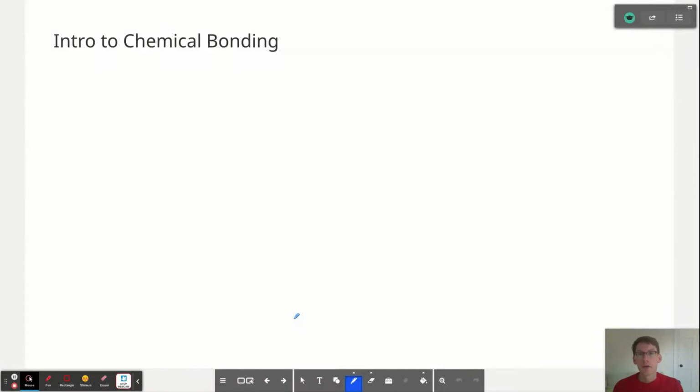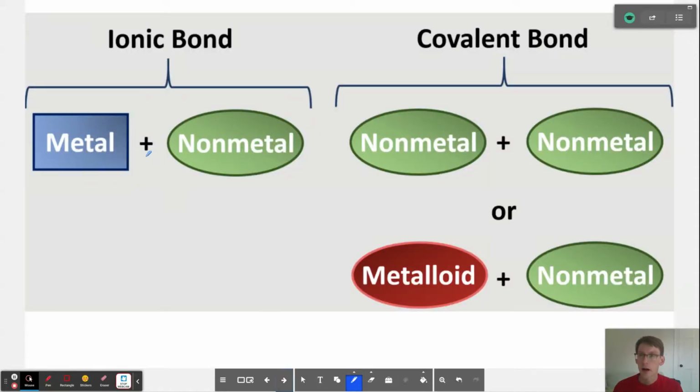In this video, we're going to learn about chemical bonding, specifically ionic and covalent. So ionic bonds are formed between metals and nonmetals, and covalent bonds are formed between nonmetals and more nonmetals, or there can be a metalloid involved with a nonmetal. An example of a metalloid with a nonmetal would be silicon tetrachloride, SiCl4.